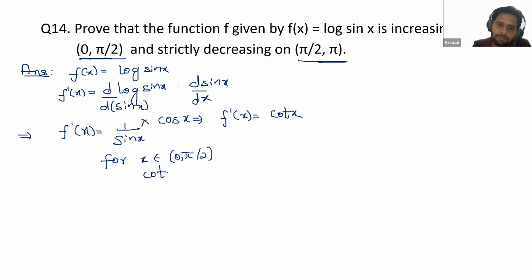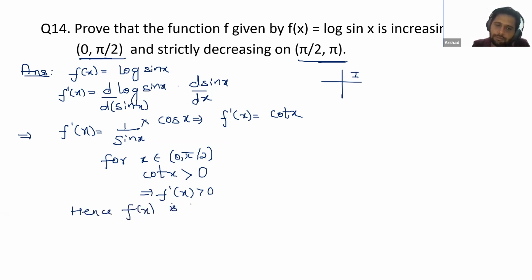The cot x is greater than 0 because this lies in the first quadrant. In the first quadrant, cot is positive. 0 to pi by 2 means first quadrant. In the first quadrant, cot is positive. So we write cot x is greater than 0. So this means the derivative is greater than 0. Hence, f(x) is strictly increasing on x belongs to 0 to pi by 2.